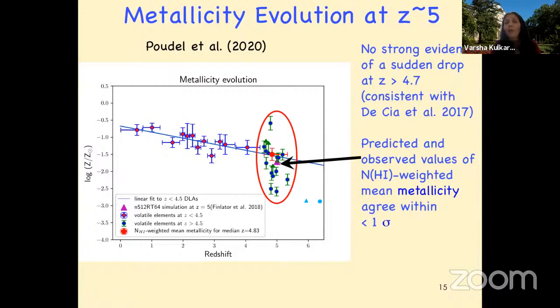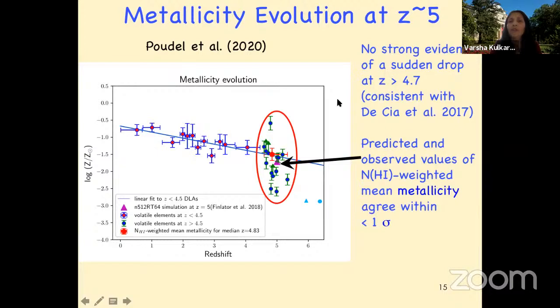And basically the red point here is the H1 weighted metallicity of just these points, right? And these are a little bit higher in redshift, but it's not going to change the picture too much. The blue line is the best fit from lower redshift. And the purple point here is the simulation prediction from Finlator et al. 2018. So the predicted and observed values seem to agree within less than one sigma.